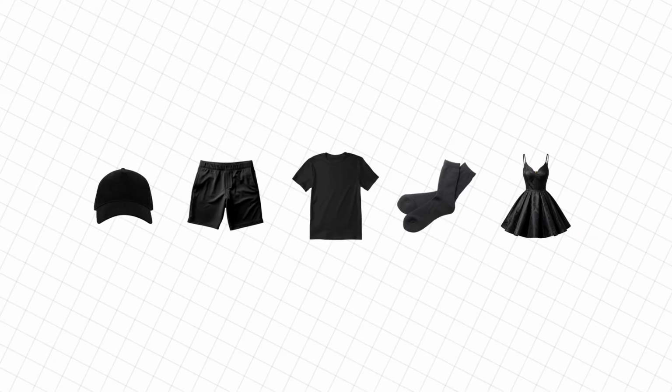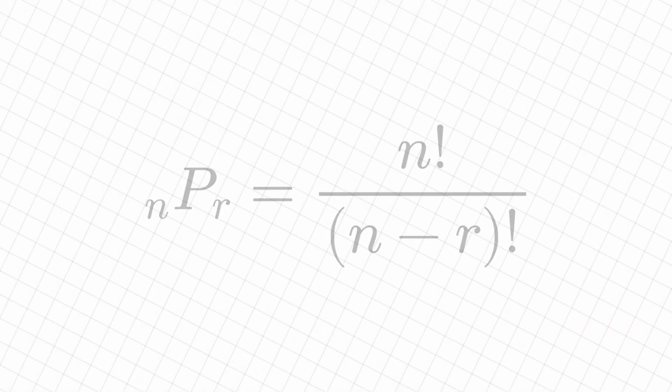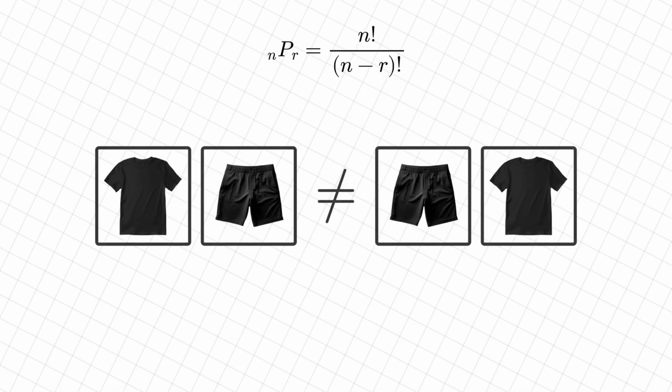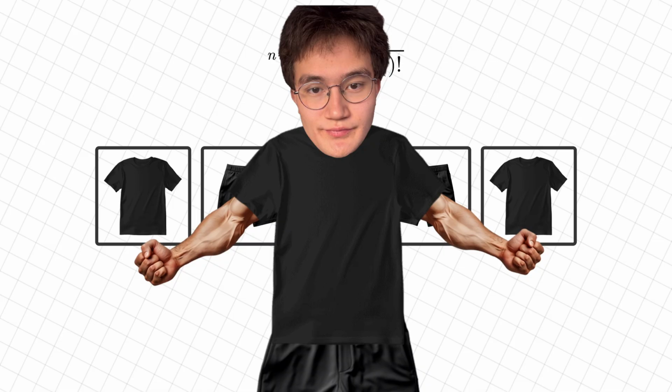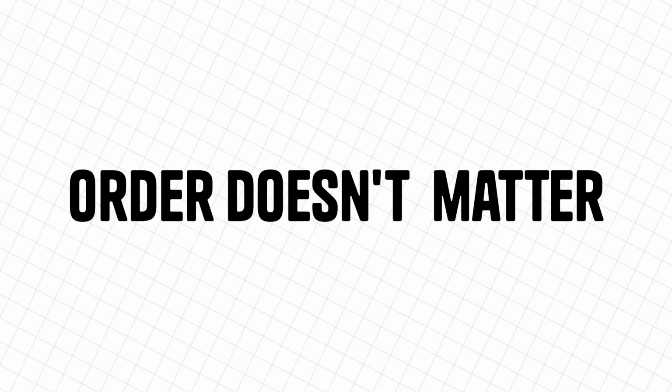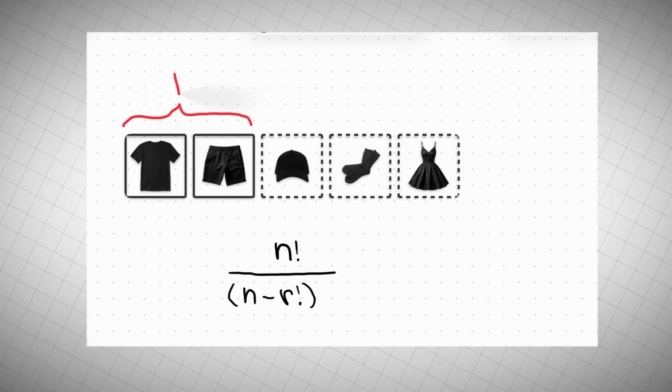Let's say I'm going out and have to pick just 2 things out of 5. If we use the permutation formula, there is a problem. You see, permutation counts t-shirt and shorts and shorts and t-shirt as 2 different things. But order doesn't actually matter here. Either way, it is the exact same outfit, right? Again, order doesn't matter, and we cannot use permutation because it overcounts.